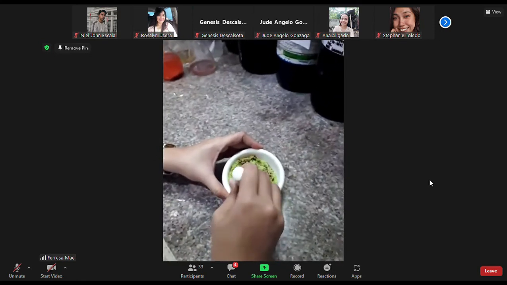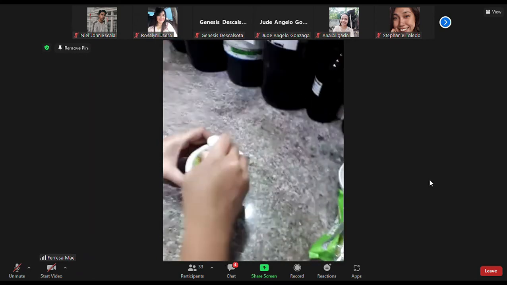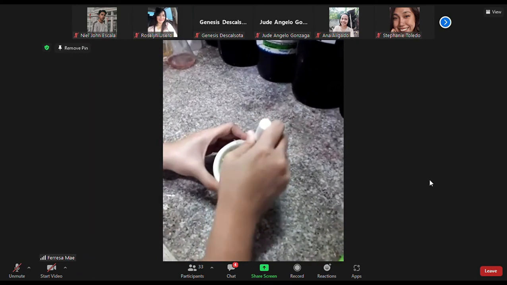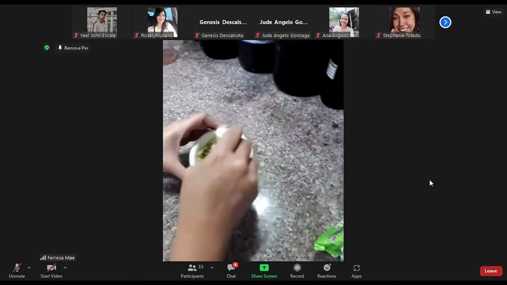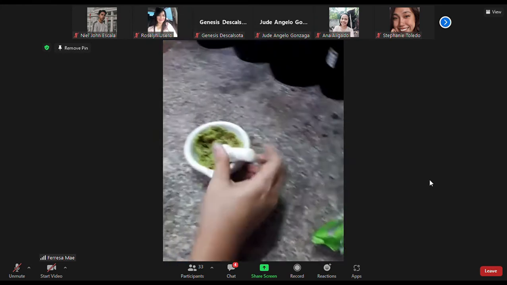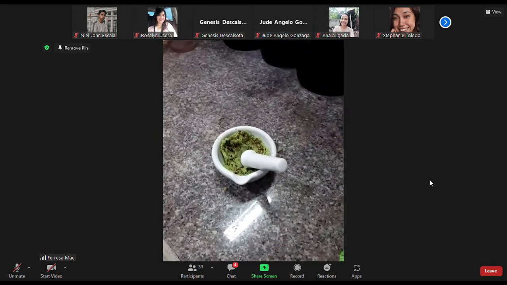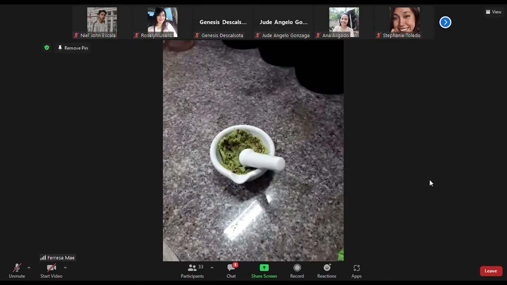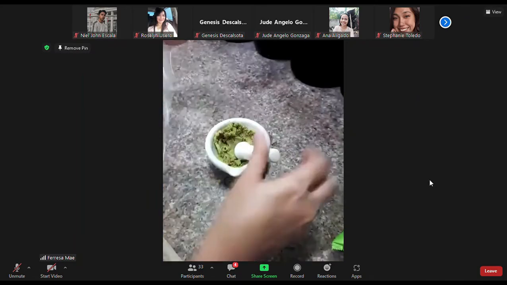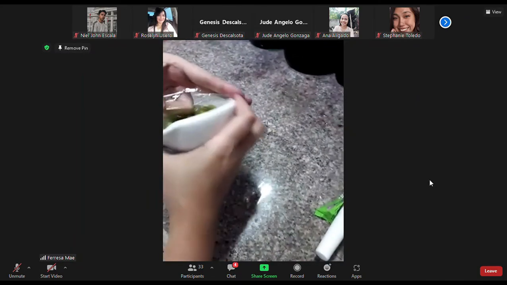Kung mga cookies, gamitan nyo lang siya mortar and pestle para ma-homogenize siya. Sa plastic lang.